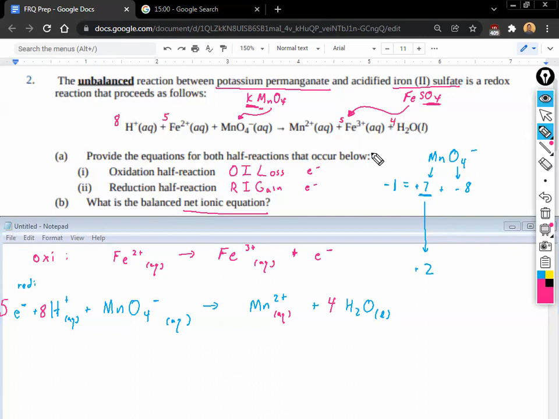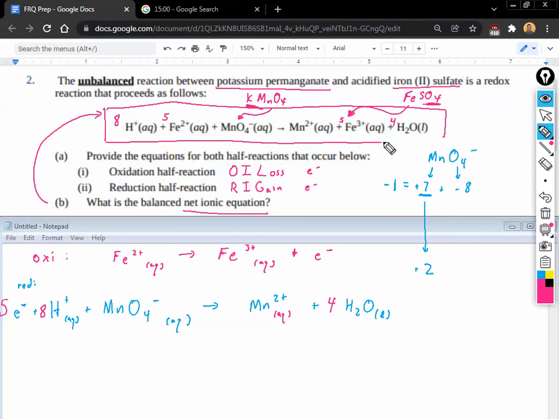Did I do that correct? I did. So the answer to part B is this right here. It's just going to be this balanced reaction. Okay, any questions?